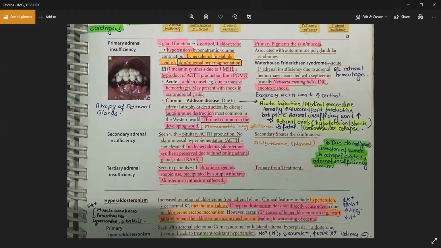Mineralocorticoids are absolutely normal. Aldosterone levels are absolutely normal. You will have an intact RAS, a normal sodium level, and normal potassium levels. So do remember this, right?